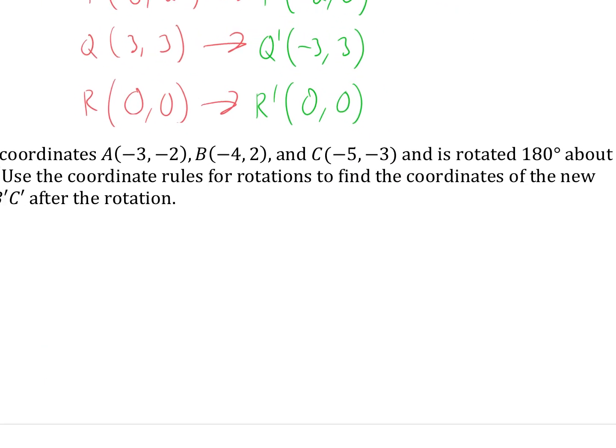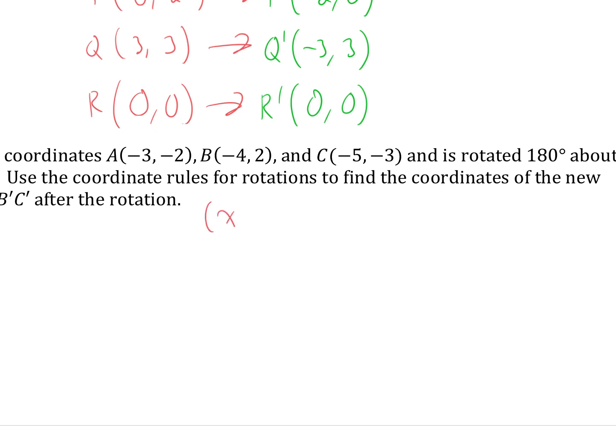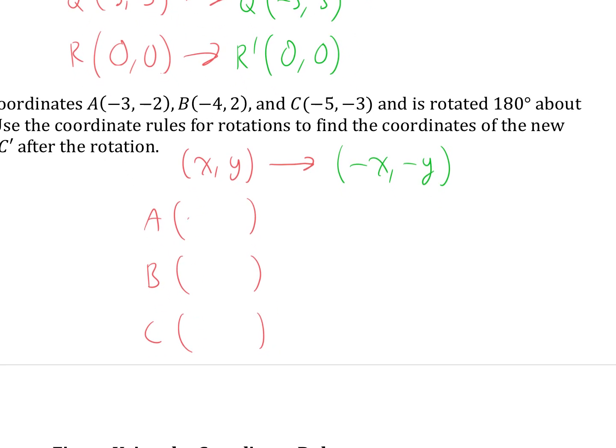Okay, so we have triangle ABC. The rule is X, Y goes to the opposite of X, opposite of Y. So we have A, B, and C. Okay, so we have negative 3, negative 2; negative 4, 2; and negative 5, negative 3.